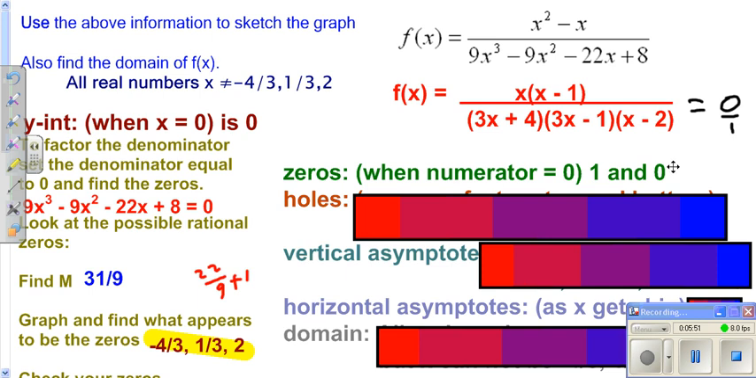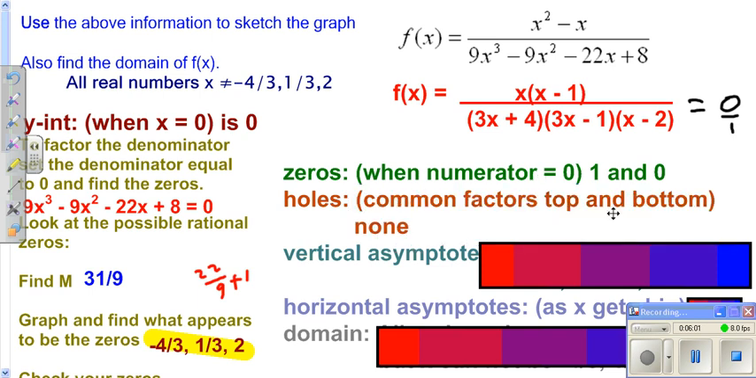You also want to go ahead and find your holes. Your holes are your common factors that you have on the top and the bottom. In this problem, there is nothing in common on the top and the bottom, so there are no holes.